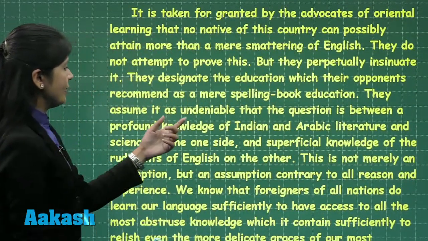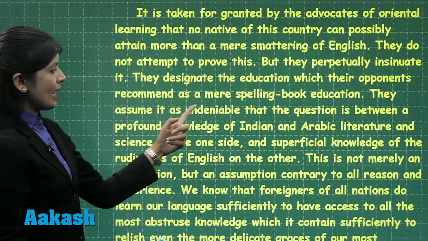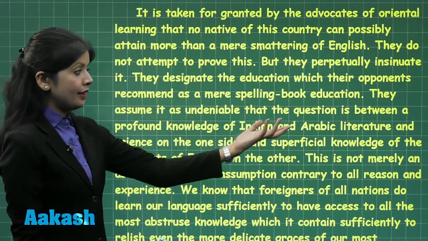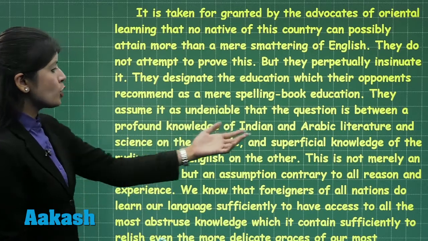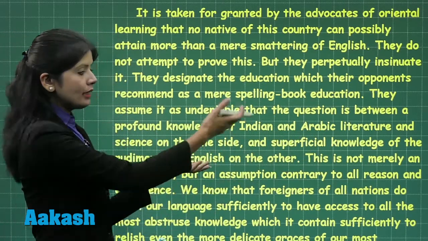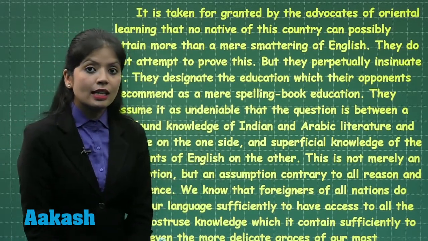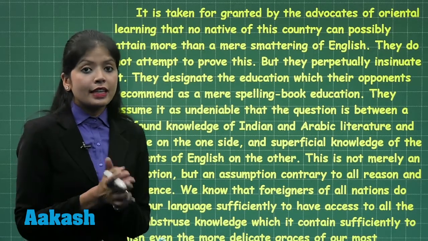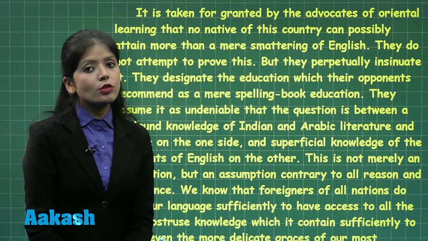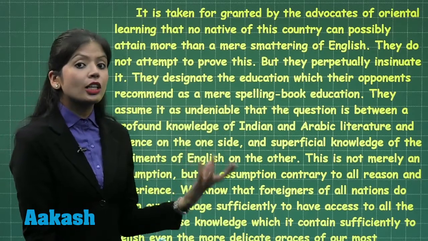We can clearly read that according to the author, he says, they assume it as undeniable that the question is between a profound knowledge of Indian and Arabic literature and superficial knowledge of the rudiments of English on the other. So when you look at these 3 lines, you can understand that the central argument of the passage is that for a non-native Indian speaker, English is mostly assumed as something that he would know at a superficial level, at a rudimentary level, but the author is pretty much against it.